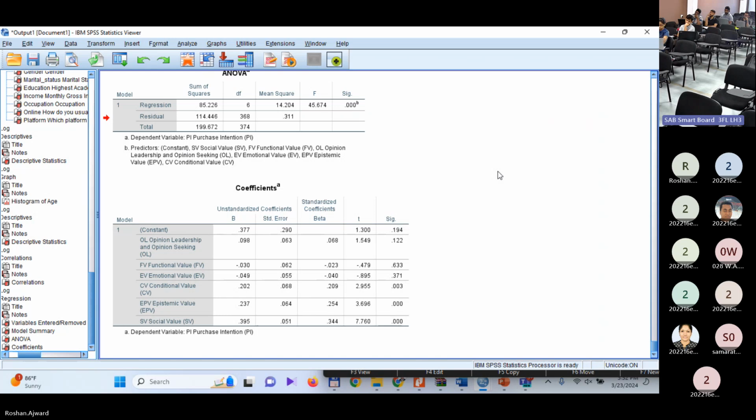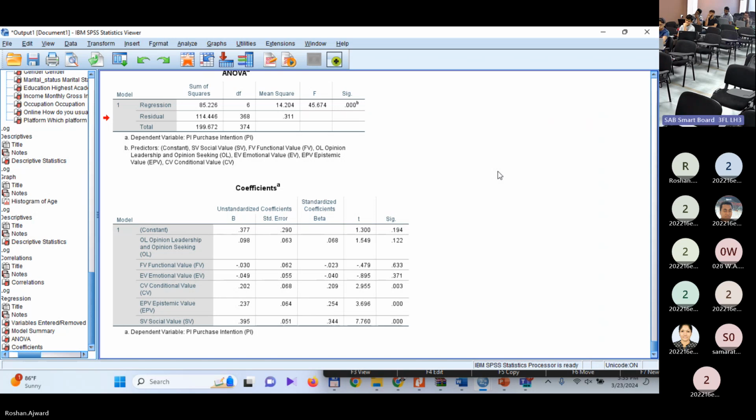Is opinion leadership, the first variable, a significant predictor? Is it significant? No, it's above 0.05. It's in fact 0.122, that means 12.2%. It has to be less than 0.05, that means 5%. Only then can you claim that there's 95% confidence that this is a valid predictor. How about the next one? Functional value. Can it significantly predict the purchase intention of the music app? No. In fact, it's 0.633. Again, not a predictor at all.